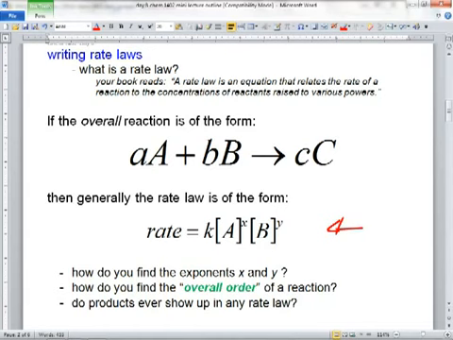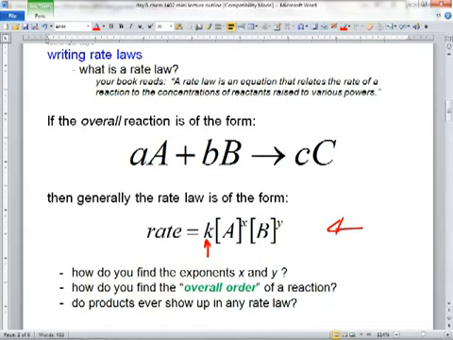Sylvia, what do they call the K? What do they call that? The rate constant. They call K the rate constant. It never changes. It doesn't matter what the concentrations of the reactants are. It's just a number. Okay.